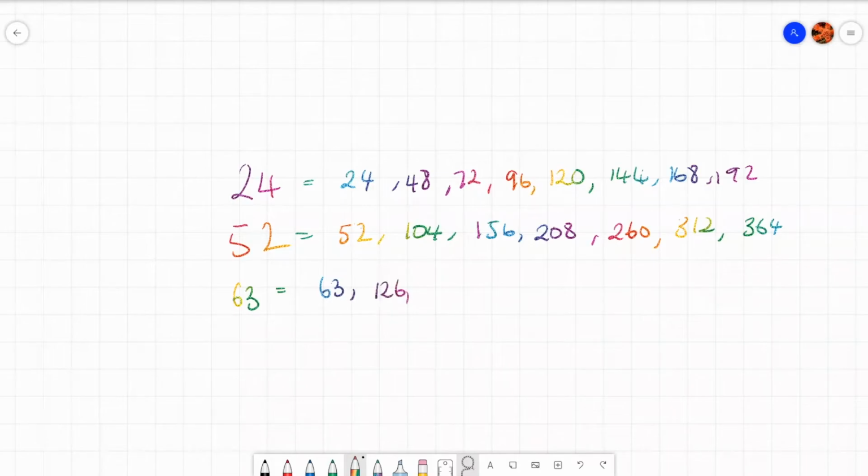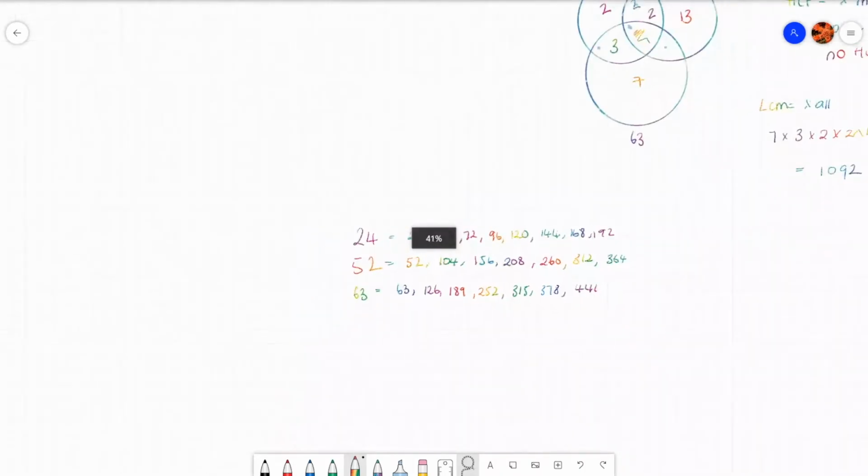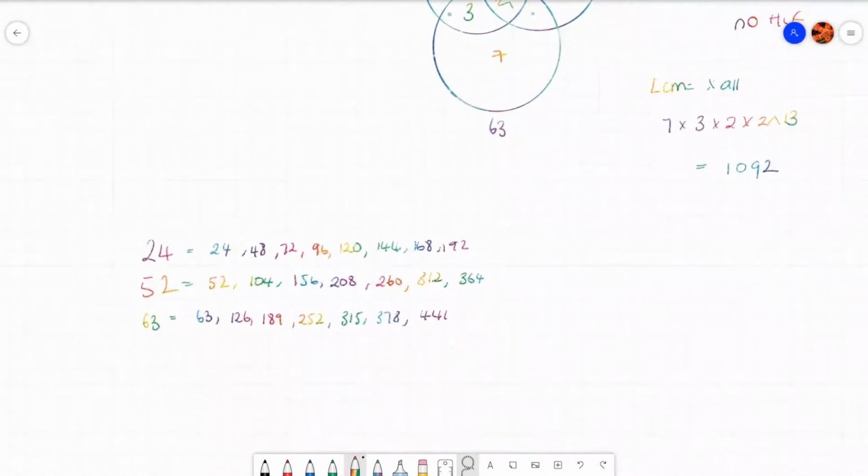63, 126, 189, 252, 315, 378, and 441, and I'm already getting tired. And that means that we would have had to carry on all the way till we got to 1092, because that is the lowest number that's the same in all 3 times tables. So that is why we use the Venn diagram method.